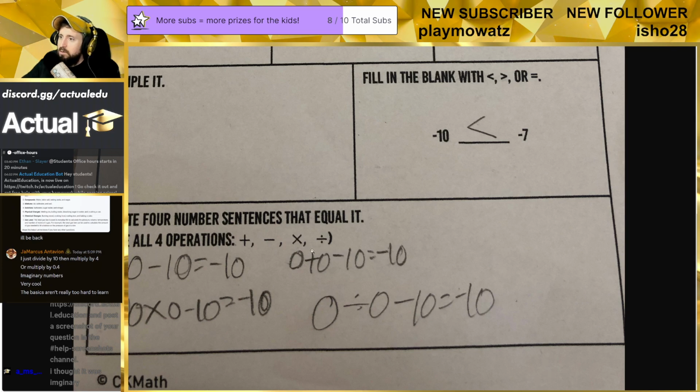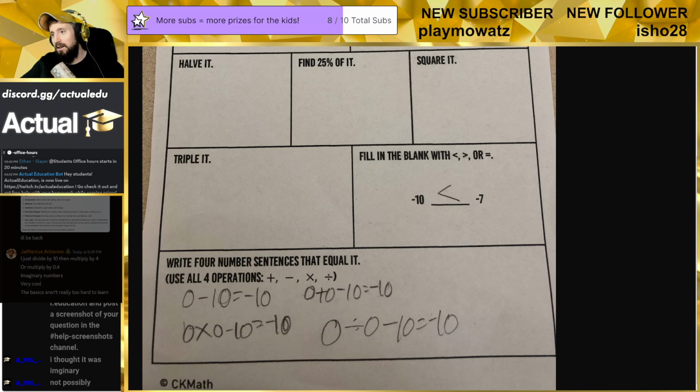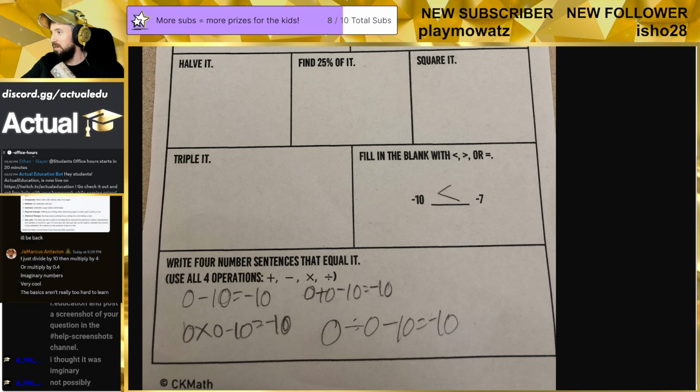And then use 4 number sentences that equal 0 using all 4 operations. 0 minus 10, good. Okay, don't do 0 divided by 0. You can't do that. Isn't it 1? No, 0 divided by 0 is undefined. It's not a thing. Just don't divide by 0. Your teacher will see that and freak out. Okay, here, let's help you out with this part.